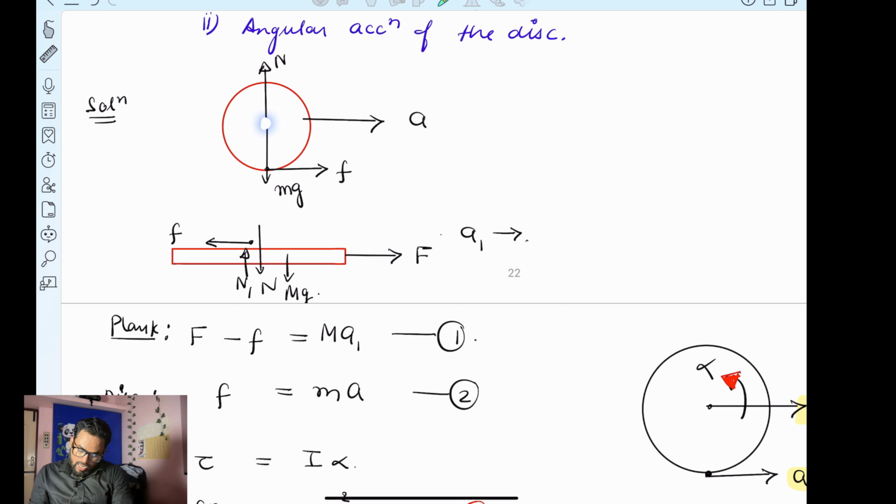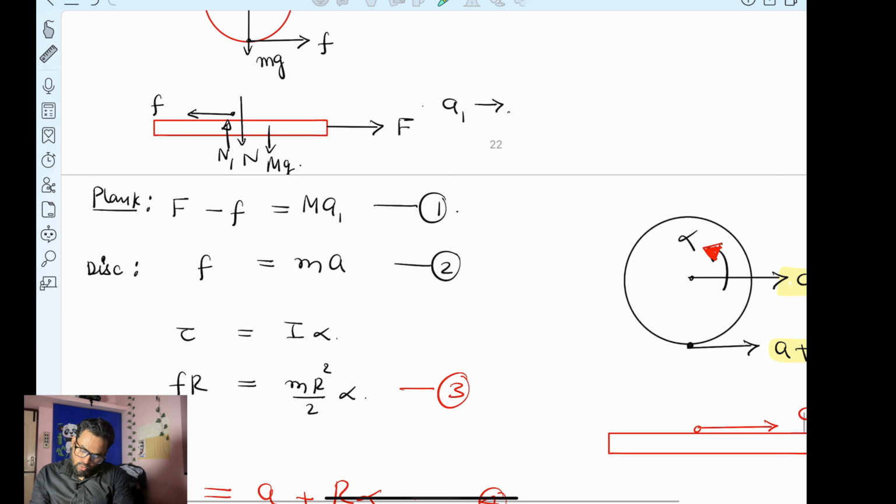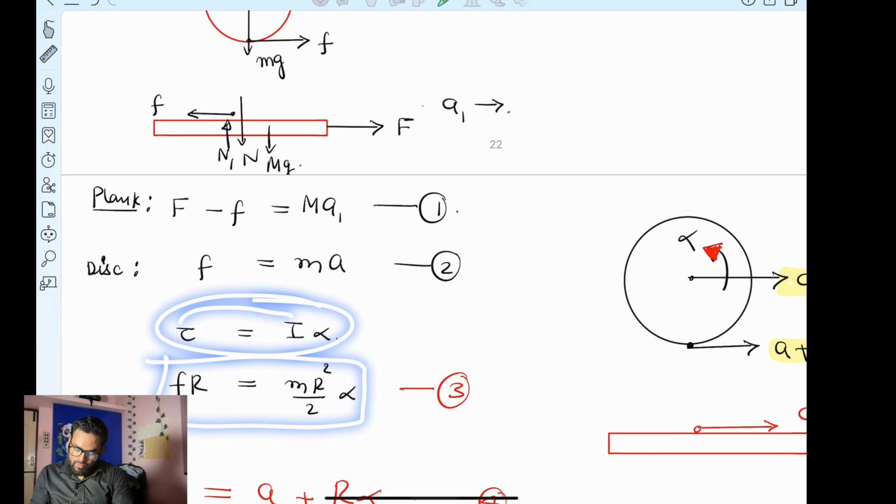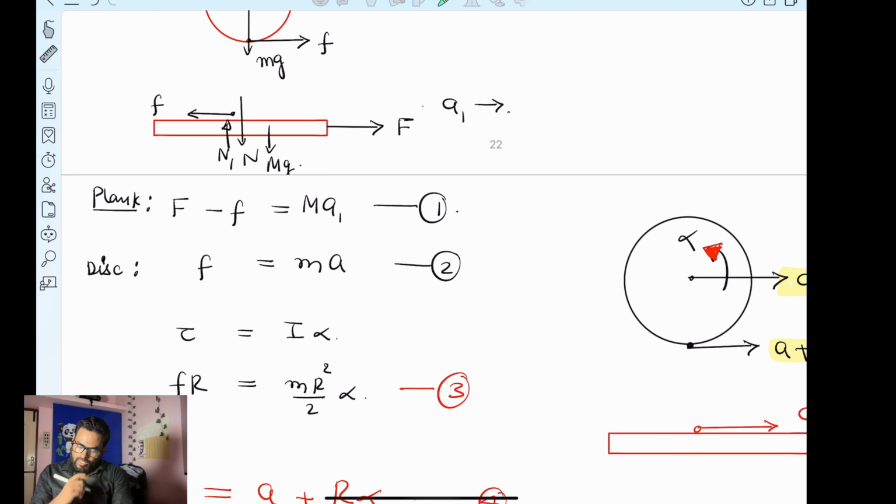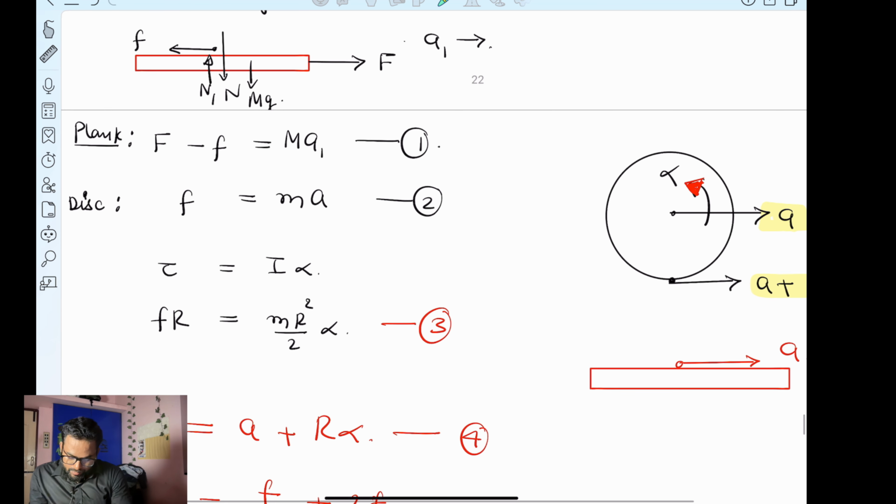And for the disc we can write the torque about the center. See here, friction is f and the perpendicular distance is R. So how much torque in the backward direction? f into R. So torque would be inertia into alpha, Newton's law. Inertia of the disc, how much? Inertia of the disc is mr square by 2, so mr square by 2 into alpha.